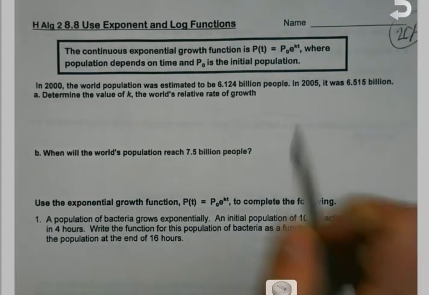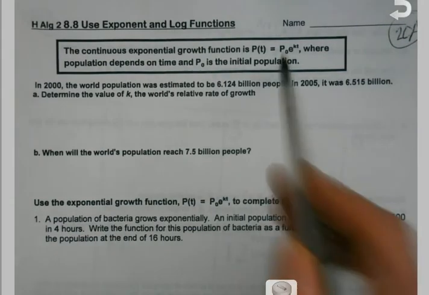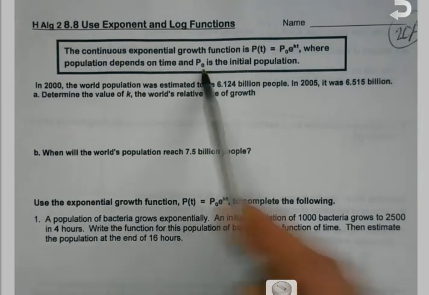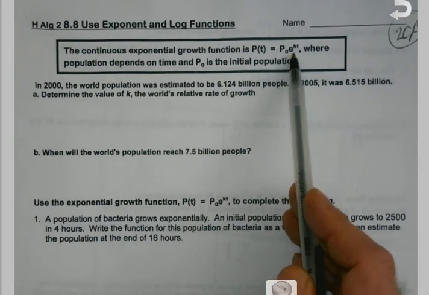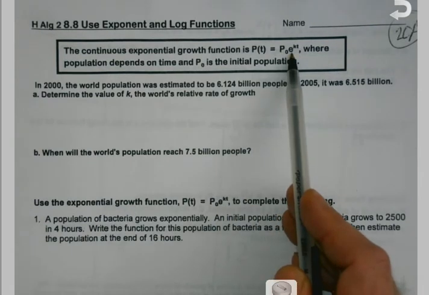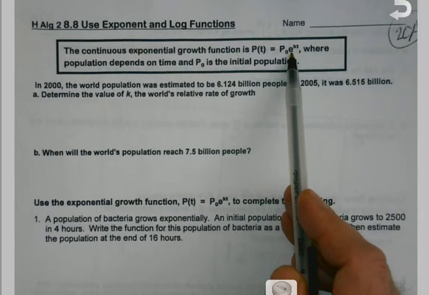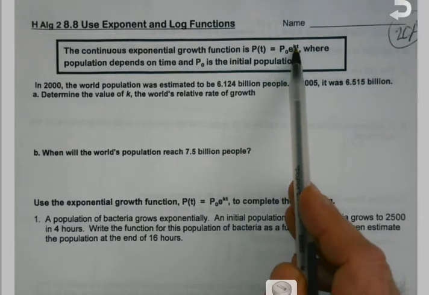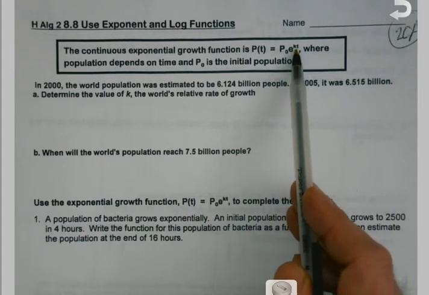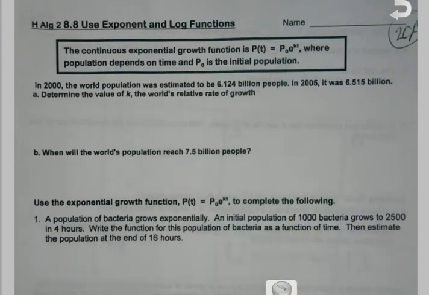So we have this kind of funky looking expression over here where our P sub 0 is our initial population. Anytime we're talking about exponential growth or decay, we're going to be using e. We'll talk a little bit about this k value here in a minute, and then t is going to be the amount of time this is going to occur over.